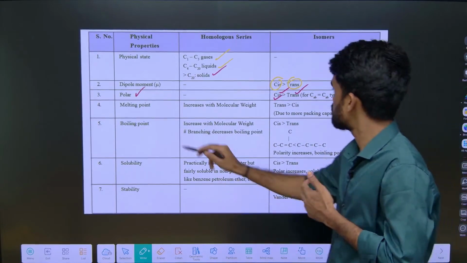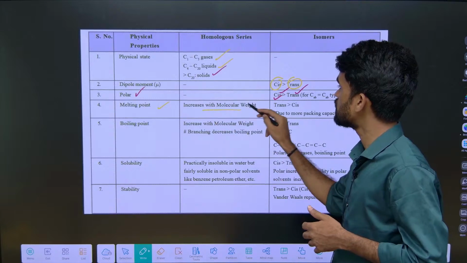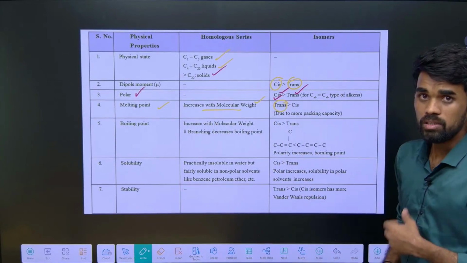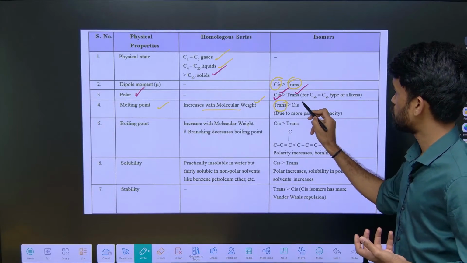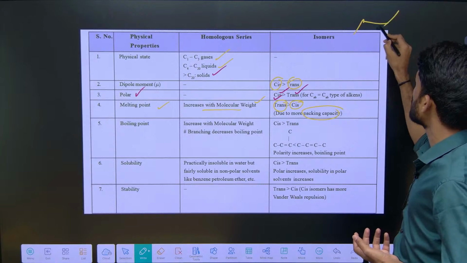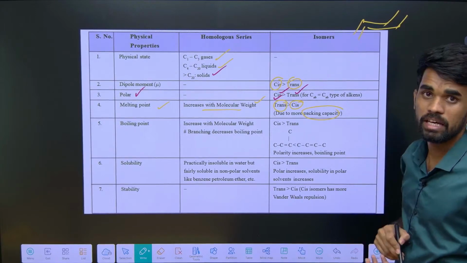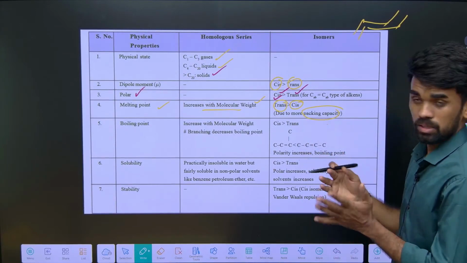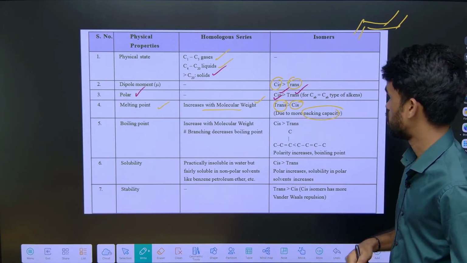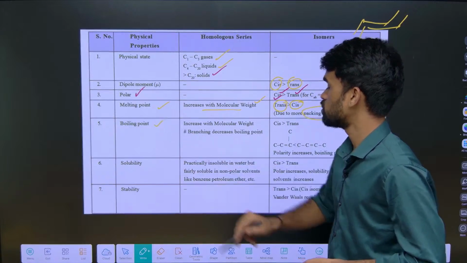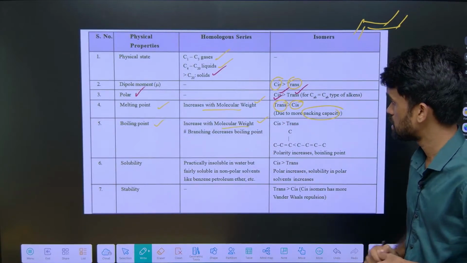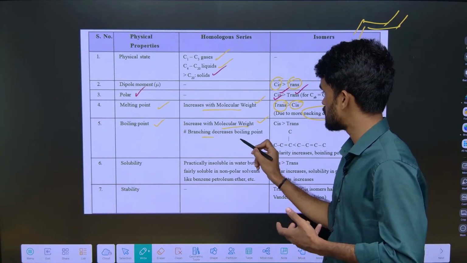Melting point increases with increase in molecular weight. Trans has a higher melting point than cis due to close packing. In trans, the packing will be like this, very close, therefore more packing and more melting point. Similarly, boiling point increases with increase in molecular weight. Branching decreases the boiling point.